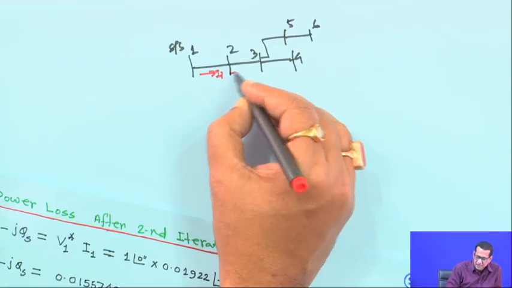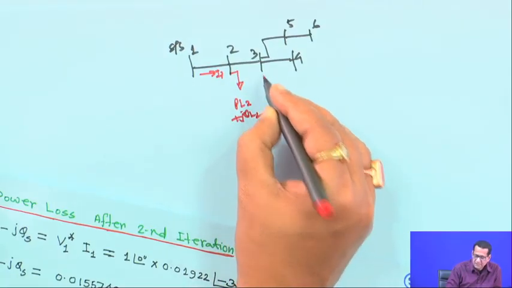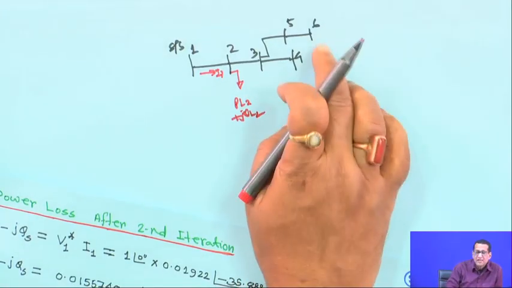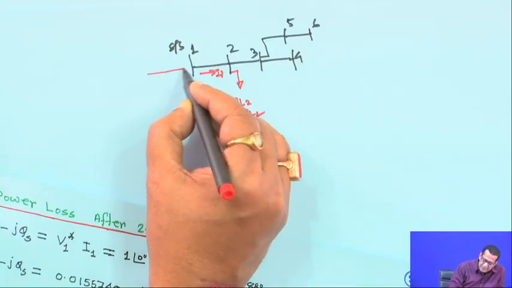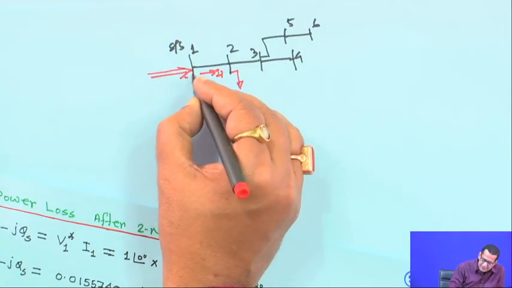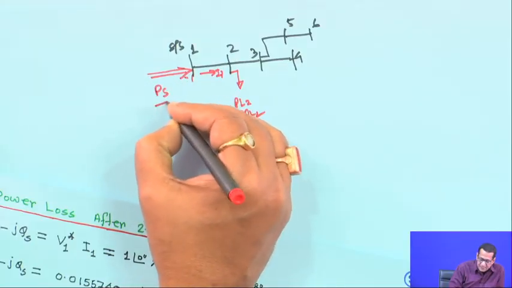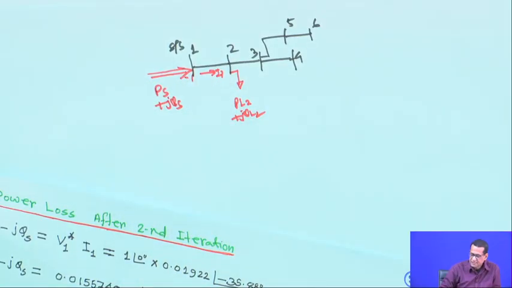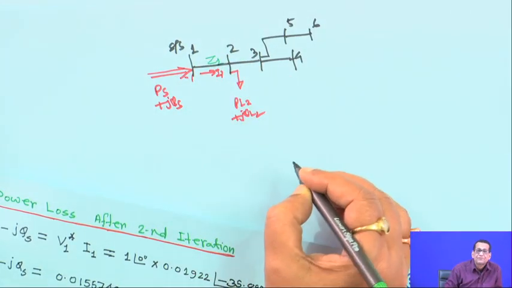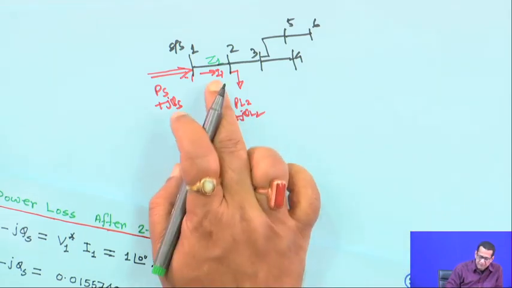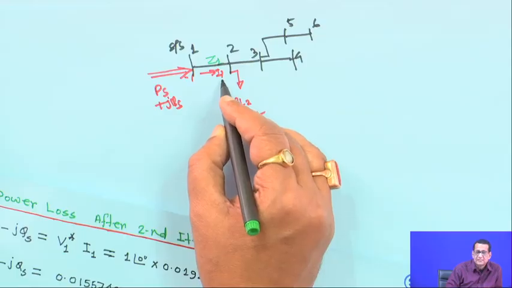Everywhere load is there. For example, here it is PL2 plus jQL2, similarly here PL3 plus jQL3 and so on. I am not showing them all, but loads are everywhere. Suppose the net injected power, the power coming from the grid to the substation, is PS plus jQS, and the impedance of the very first branch is, say, Z1.